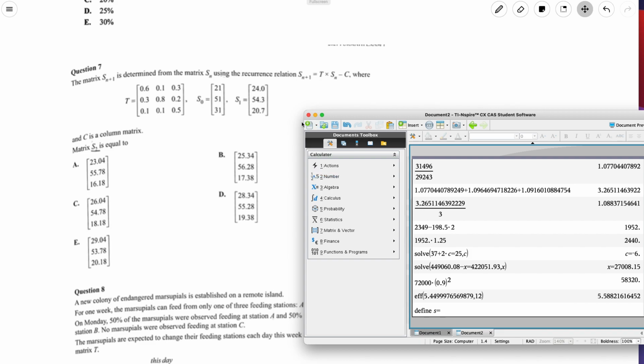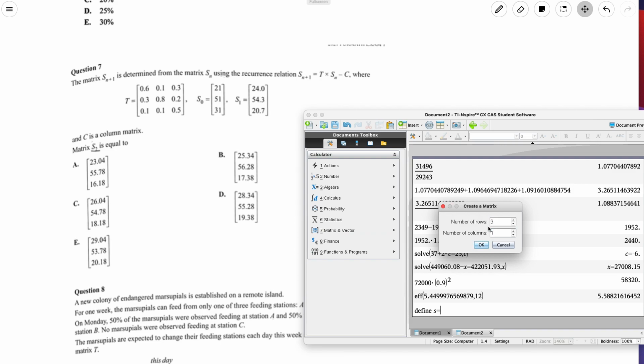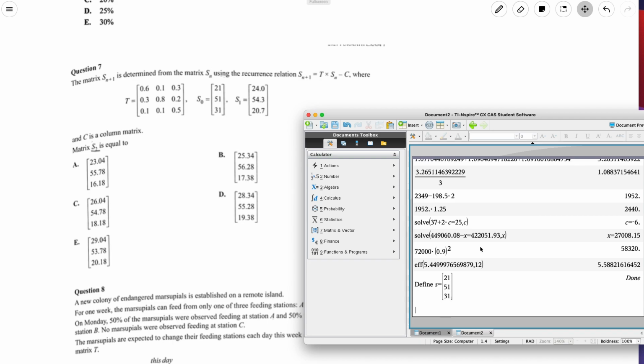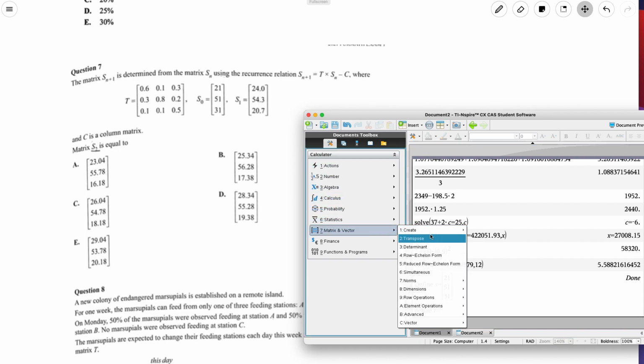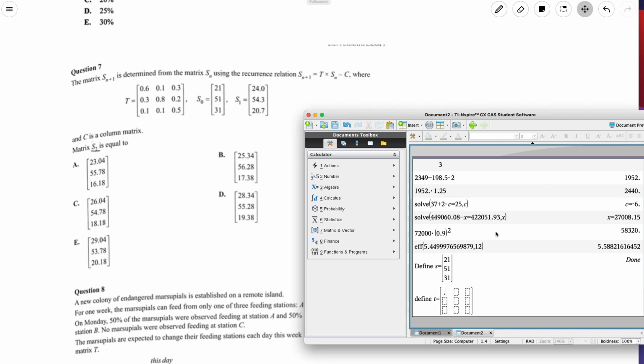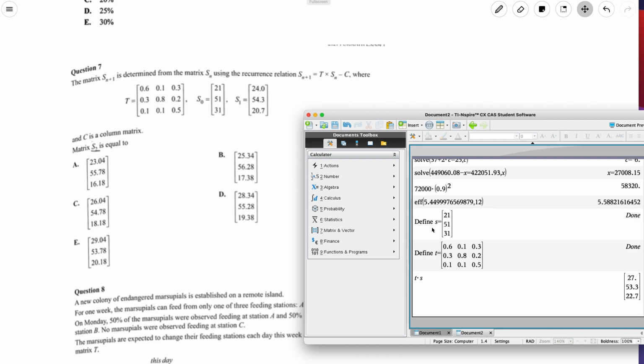as S0. Create a matrix, 3 by 1. So 21, 51, 31, done. And then I'll define T as the transition matrix. That is a 3 by 3. There we go. So 0.6, 0.1, 0.3, 0.3, 0.8, 0.2, 0.1, 0.1, 0.5. There we go. And then I'm going to do T times S to see what it would have been without the adjustment. And it gives me that.